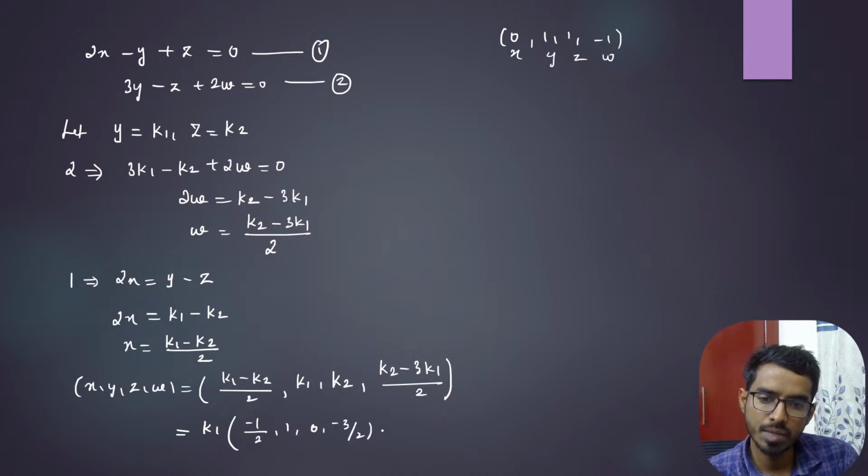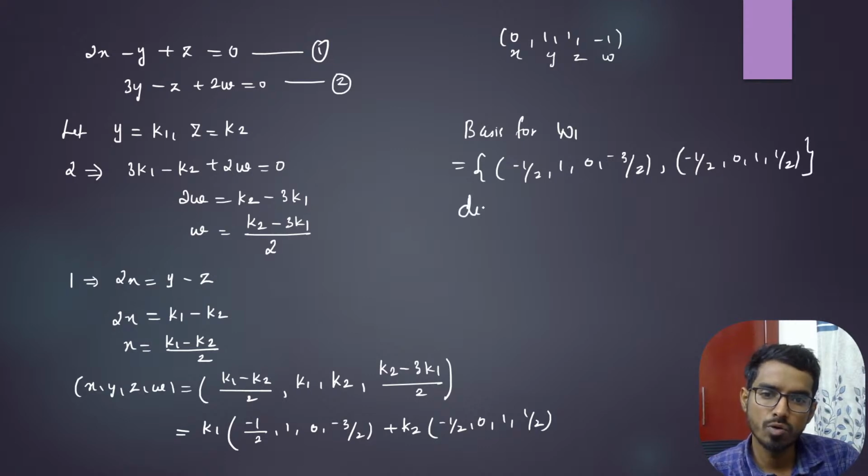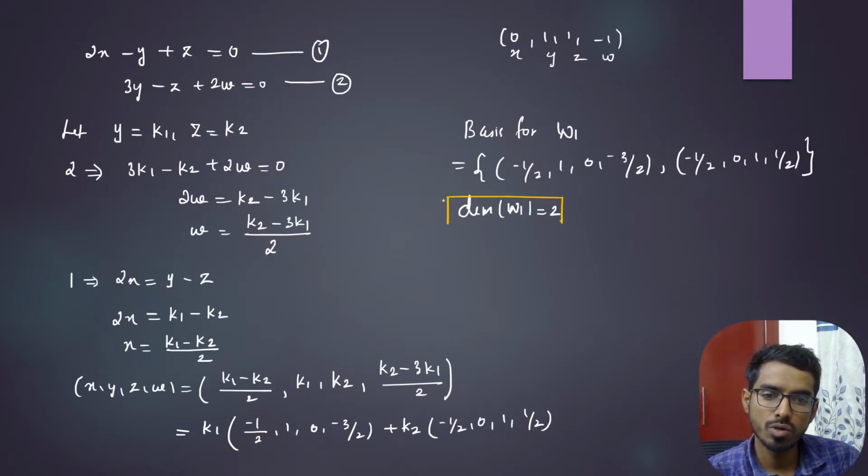Now, if I take k1 outside, we will have k1 times (minus 1 by 2, 1, 0, minus 3 by 2) plus k2 times (minus 1 by 2, 0, 1, 1 by 2). This is a basis for W1. And what about the dimension of W1? We already know the dimension of W1 here itself, right? Dimension of W1 is 2 and the basis for W1 is the first answer.